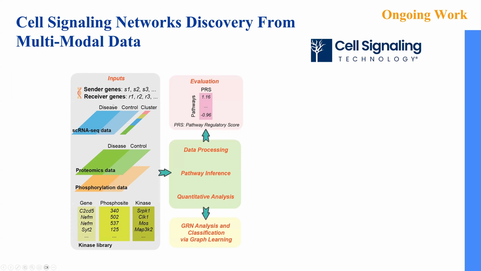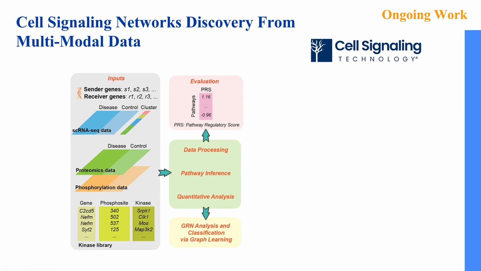Based on this information, you can process all this data, infer the pathways, and perform quantitative analysis. Then based on the quantitative analysis, we can evaluate all these pathways to see which pathways are highly upregulated in one condition and which pathways are greatly downregulated in one condition. And for different pathways or networks, we can do classification via graph learning.